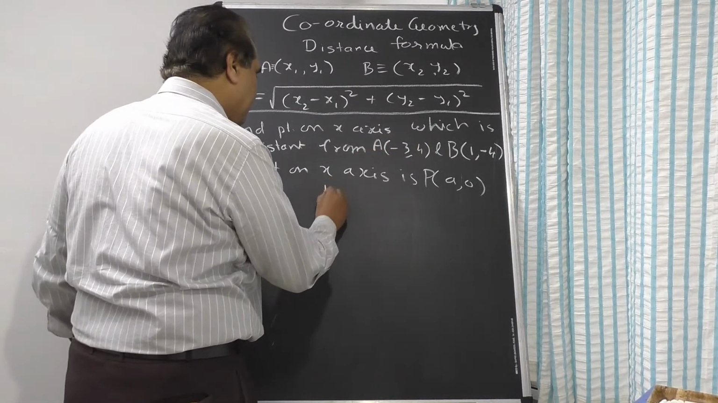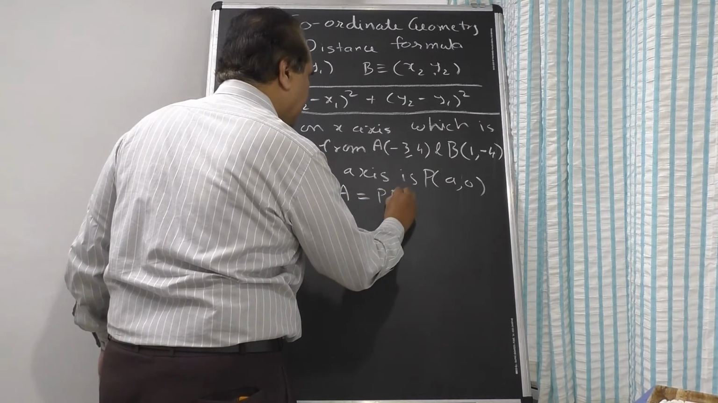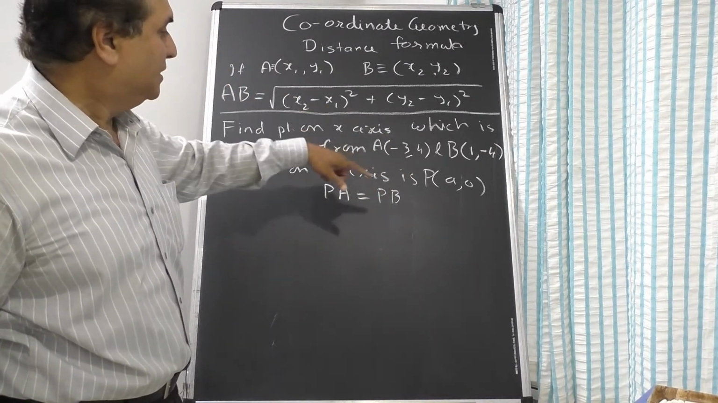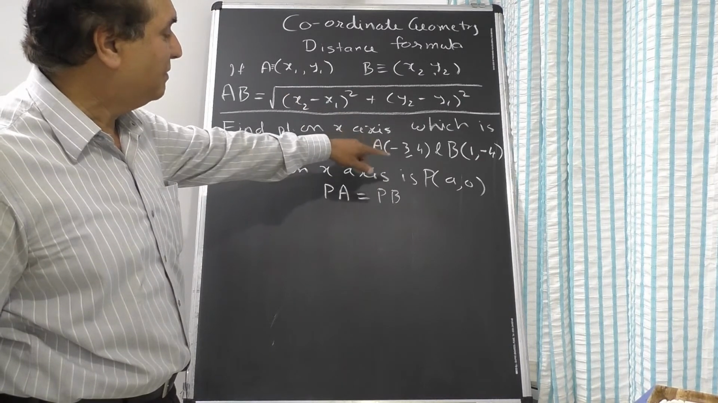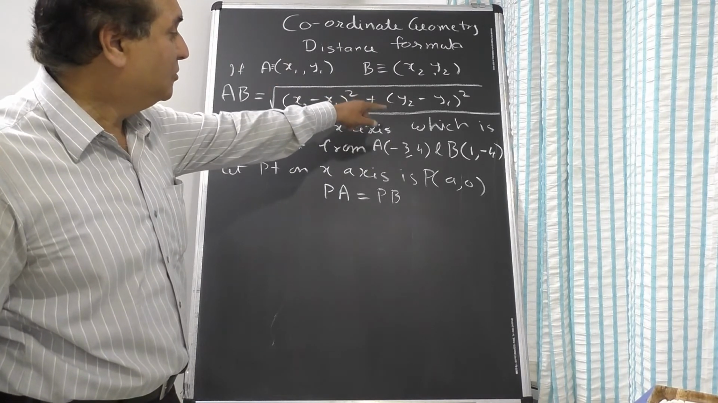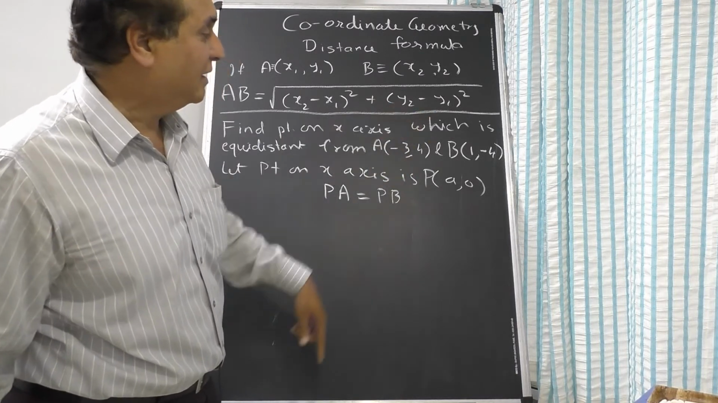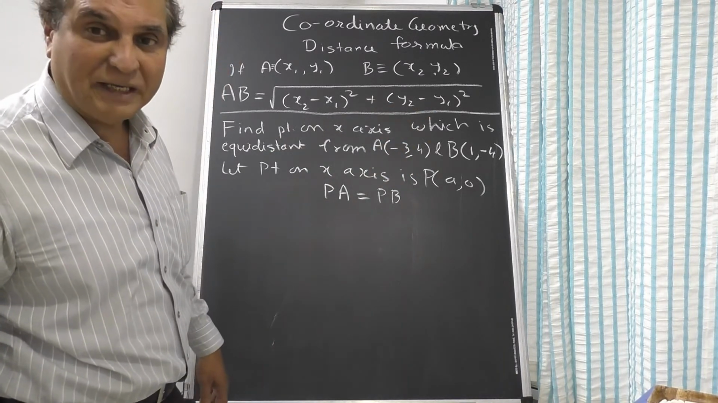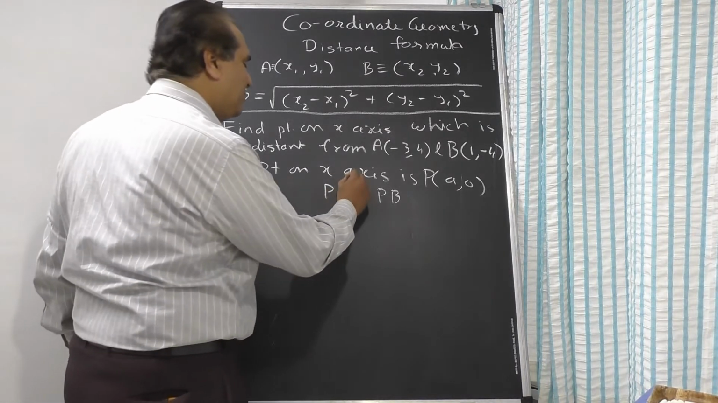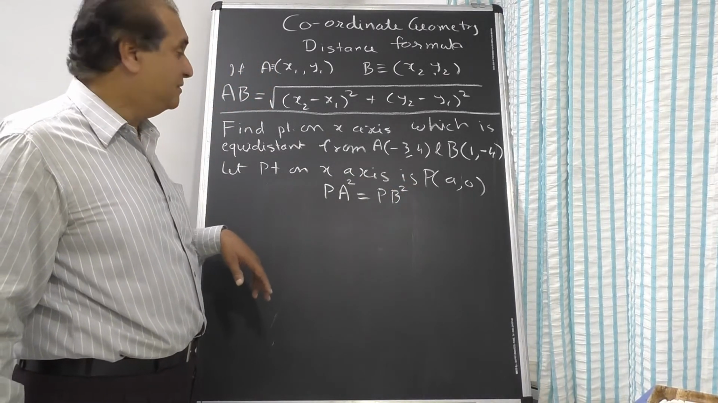So PA equals PB. Means PA distance, that is the root distance, so under root (a + 3) square plus (0 - 4) square, the formula being (x2 - x1) square plus (y2 - y1) square, equals PB. We can avoid taking the root sign, so we will directly write PA square is equal to PB square. No need to take the root sign.